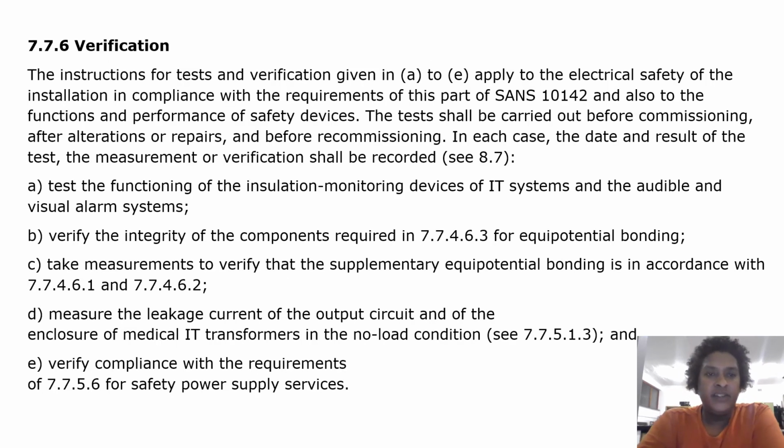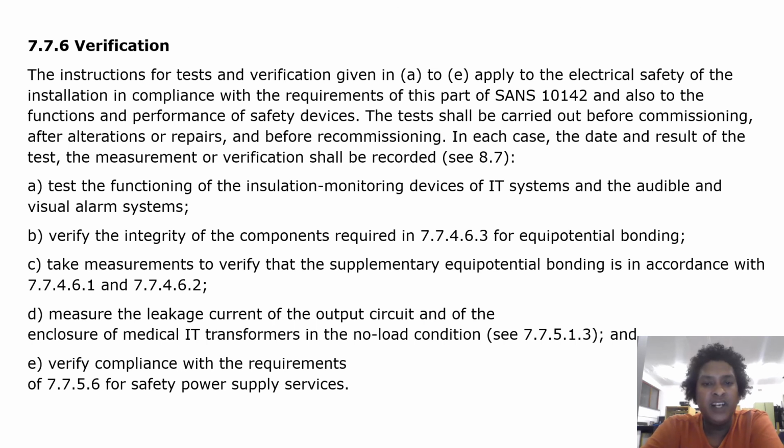Verification. The instructions for tests and verification given in A to E apply to the electrical safety of the installation in compliance with the requirements of this part of SANS 10142, and also to the functions and performance of safety devices. The test shall be carried out before commissioning, after alterations or repairs, and before recommissioning. In each case, the date and result of the test, the measurement or verification shall be recorded.